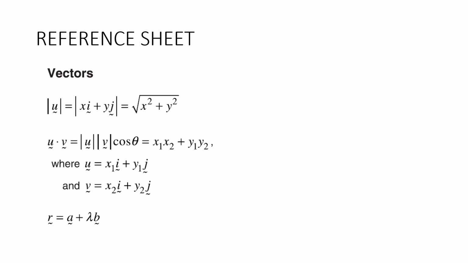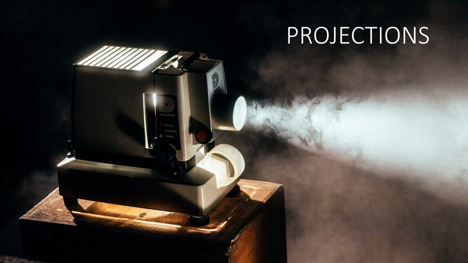Now we haven't quite finished with vectors yet, but this is what you're given on the reference sheet. So we're given the magnitude of u, which is the square root of x squared plus y squared, the formula that we've just been working with, and we're also told the dot product is equal to x1 x2 plus y1 y2, and we're given the vector equation of a line, which we haven't covered yet. Okay, next lesson is on projections.